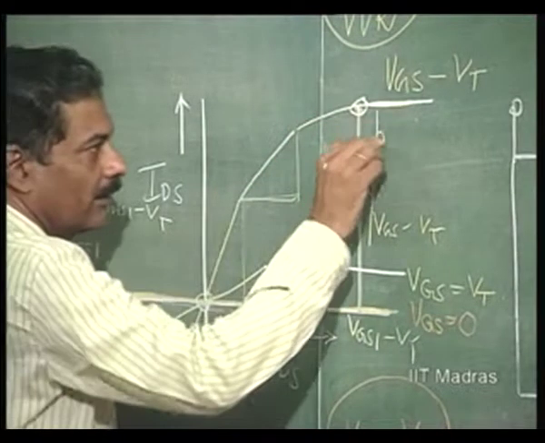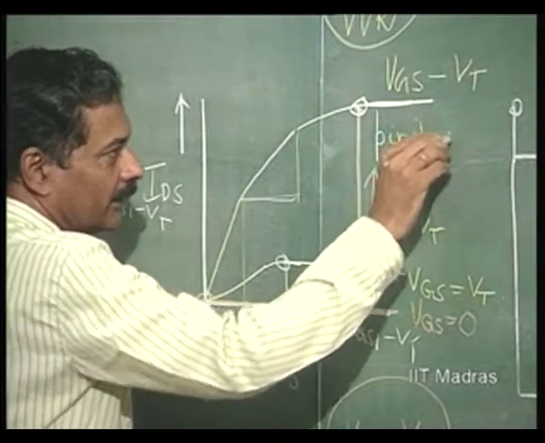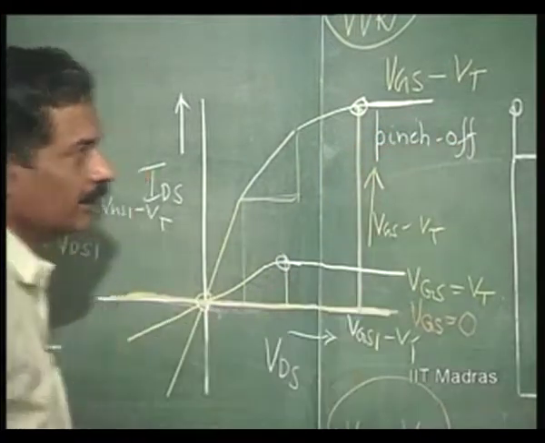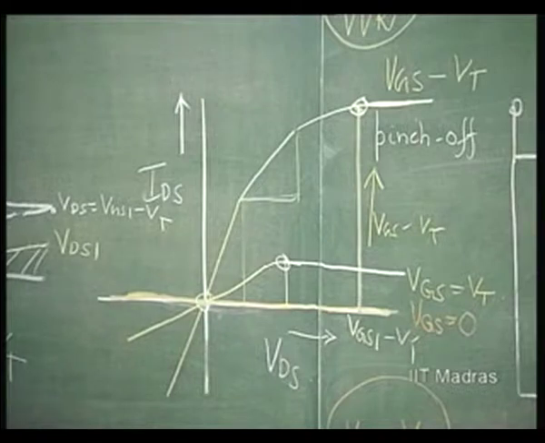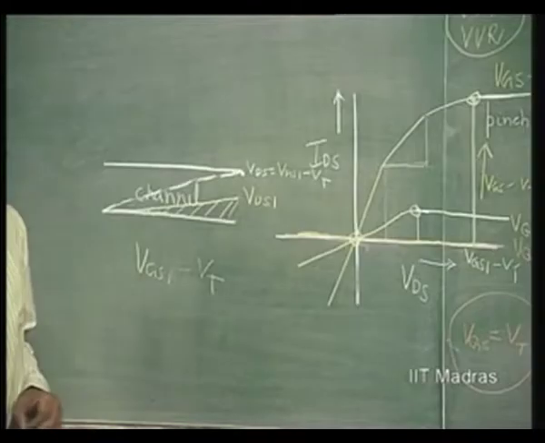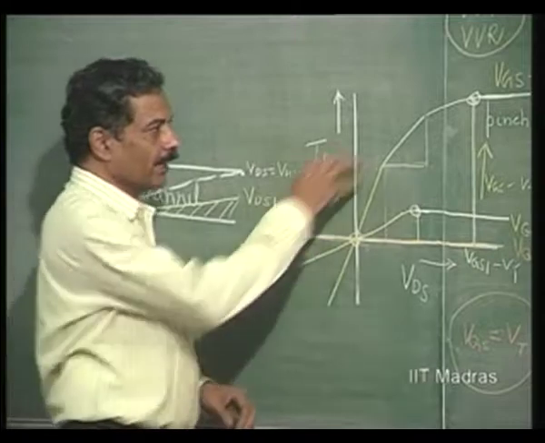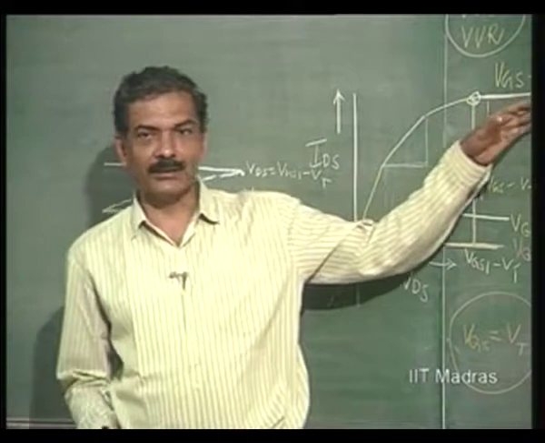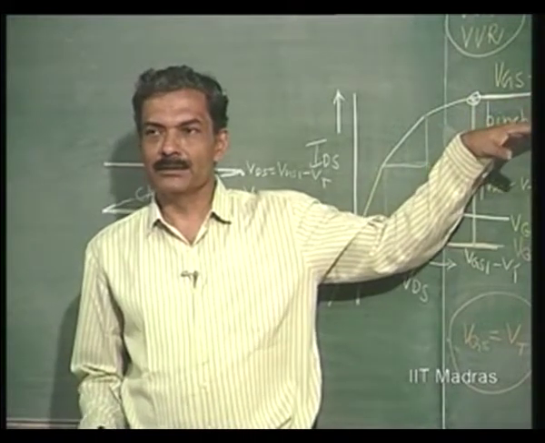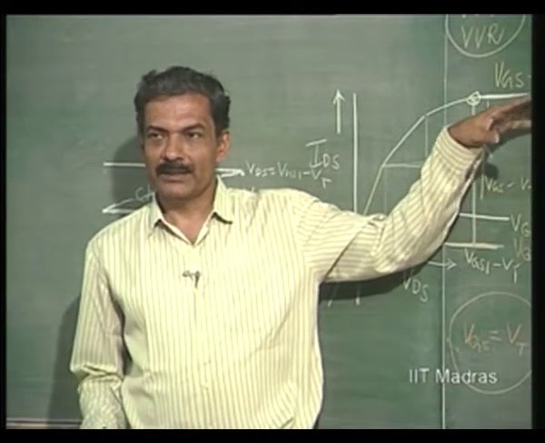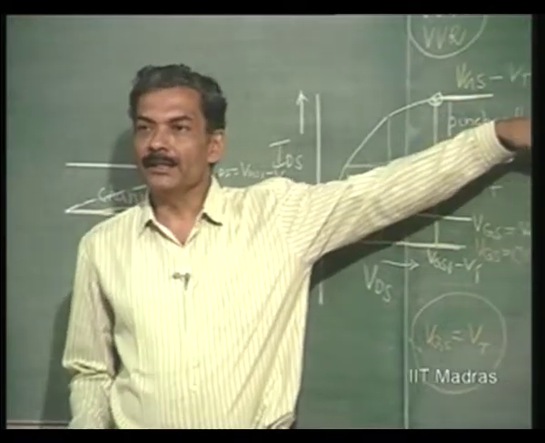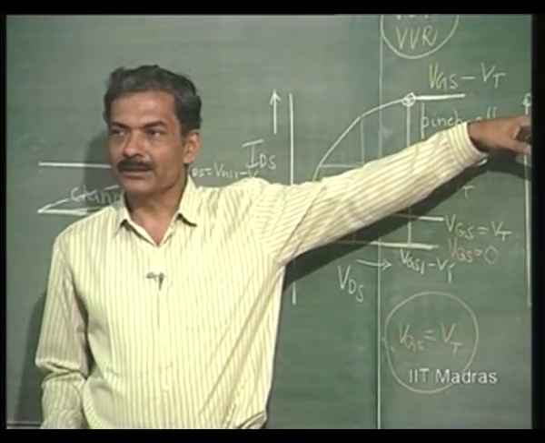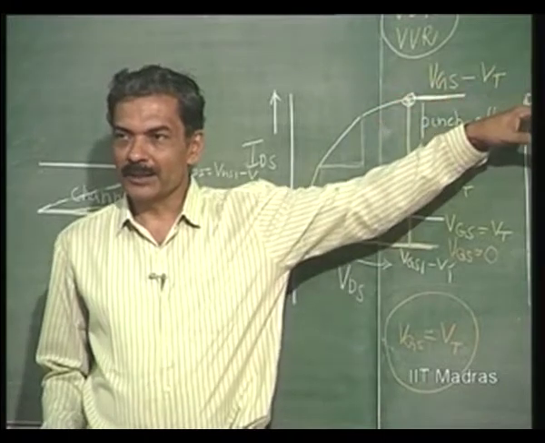So, these are all the points at which pinch off occurs. This terminology should be very easily remembered, because that actually depicts what happens at the channel: pinch off. So, this characteristic is understood as the FET characteristic, and the FET transistor, field effect transistor, is operated in the current saturation region. This is called the current saturation region.